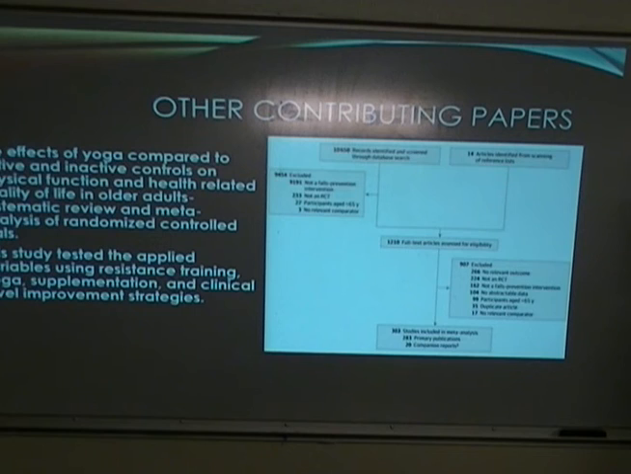The other contributing paper is the effects of yoga compared to the active and inactive controls on physical function and health-related quality of life in older adults, a systematic review and meta-analysis of randomized controlled trials. So this took range of motion, supplementation, balance, and yoga all into one. It took studies from all and combined them, and compared them to clinical evaluation, so a rehab facility or a facility that would train them, versus going to yoga, and that was the baseline data. Everything was compared to the clinical evaluation.